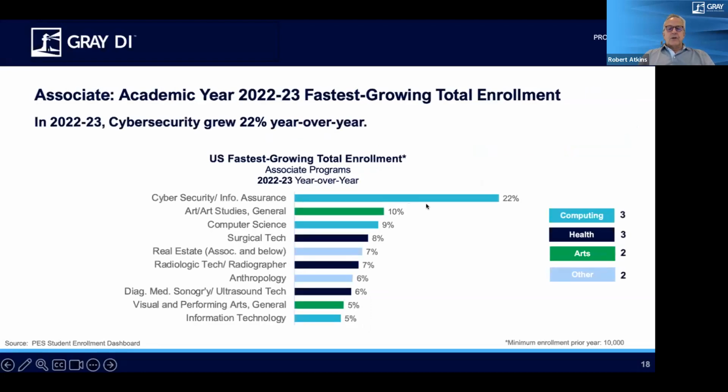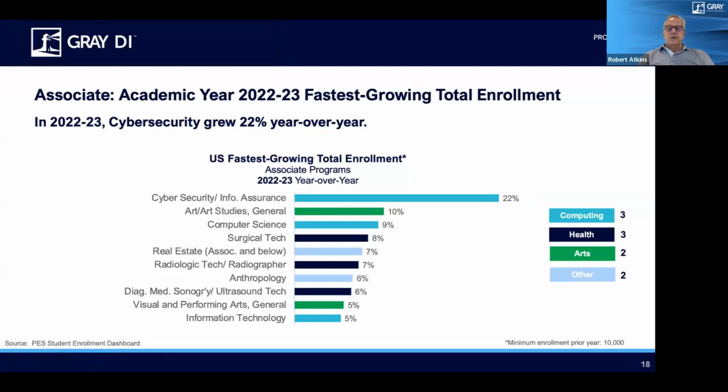In terms of growth, cybersecurity tops the list. This has been a very rapidly growing program. One thing to keep in mind is it used to be a small program growing fast. It is no longer a small program. It's a big program growing 20% or more. So that's an important place to be if you want to achieve enrollment growth.